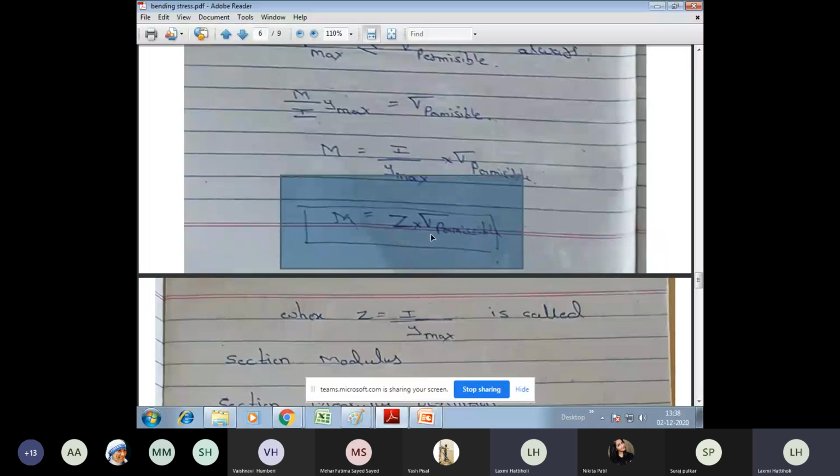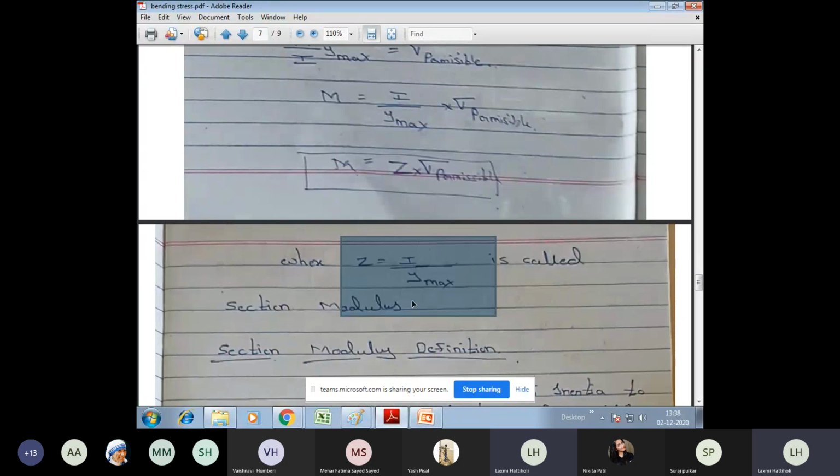So M is equal to Z into permissible bending stress. This equation you need to remember. M is equal to Z into permissible stress. What is Z? Z is the ratio of I divided by Y. What is I? Moment of inertia. What is Y? It is the distance from the neutral axis to the considered layer. So M is equal to Z into sigma permissible.